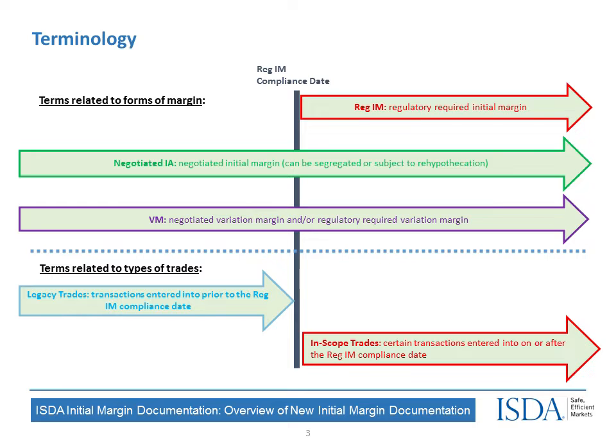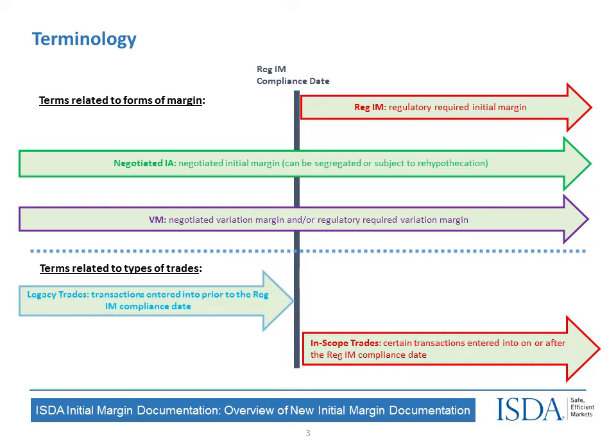So some of the terminology that you'll hear when dealing with the Reg IM documentation is, you might not be surprised, Reg IM. And really what people are referring to there is initial margin that is required by the relevant regulations. You'll also hear the term negotiated IA. Negotiated IA refers to initial margin or independent amount, that's where the IA comes from, that is negotiated by the parties, meaning there is no regulatory requirement for the parties to exchange it, but they've negotiated for credit or other reasons that it must be exchanged.